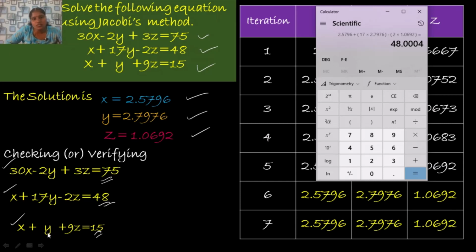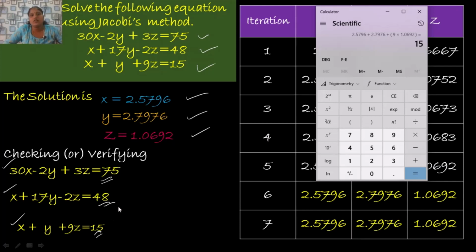Suppose you choose the third equation to verify your answer, let me show this to you now. x plus y plus 9z: x is 2.5796 plus y value is 2.7976 plus 9 product z value is 1.0692, close the parenthesis, which equals 15. So this is exactly equal to the right hand side value 15.